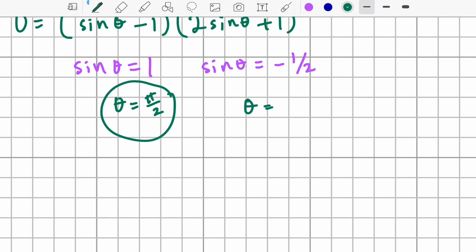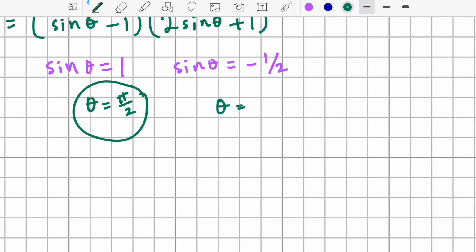Now, in this situation, negative 1/2 means sine is negative. That means we are either in quadrant 3 or 4. So the angles are going to be related to pi over 6. That will be 7 pi over 6 and 11 pi over 6.